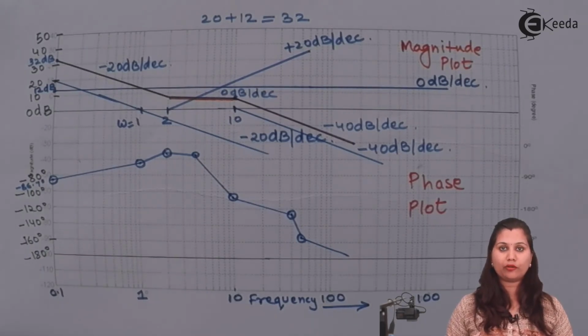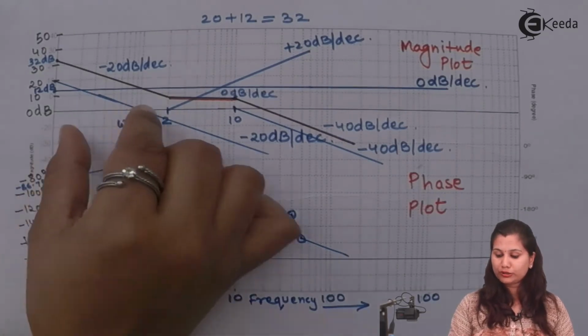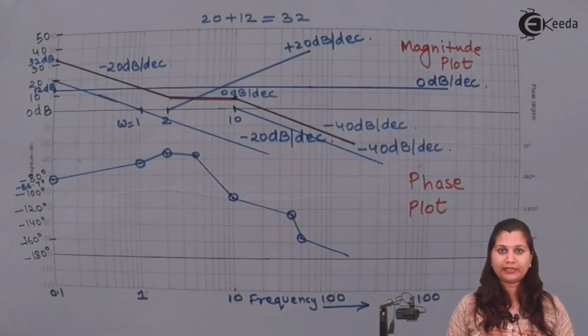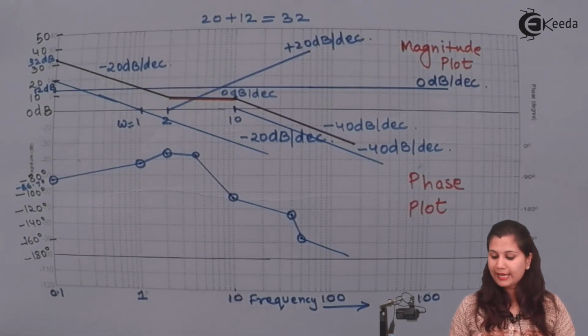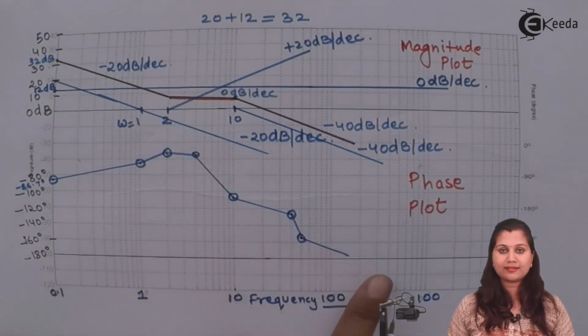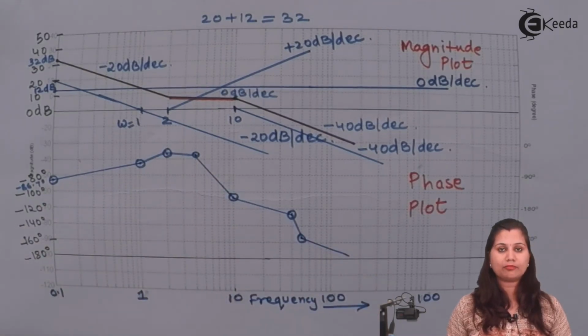Form the tables for the magnitude and the phase angle, and using those tables you can draw the magnitude and the phase plot. First draw the magnitude plot for all the factors, and then draw the resultant magnitude plot, and then using the phase angles mark the points and join these points to form the phase plot. So the magnitude plot and phase plot versus the frequency is the Bode plot of the system.